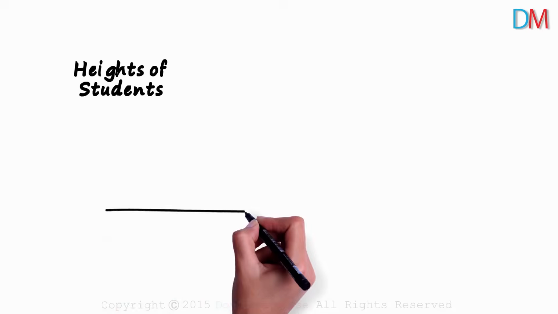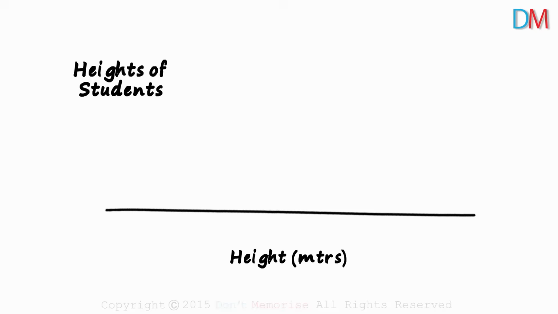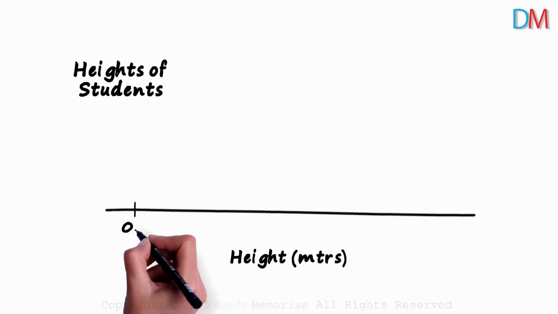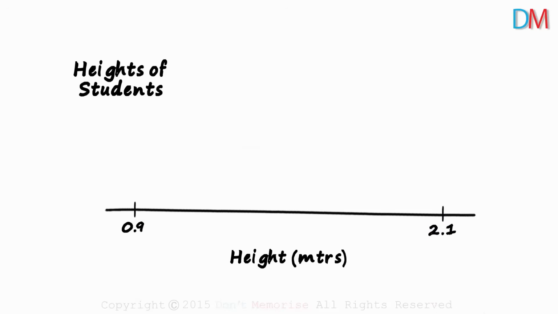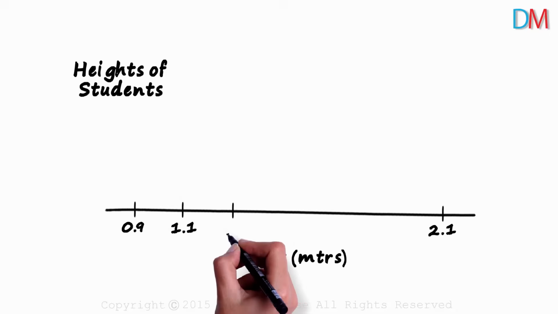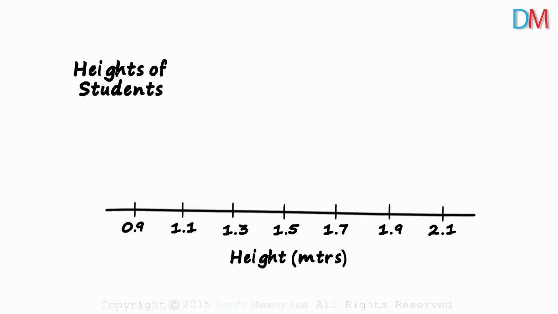We went to a school and noted the heights of a very large set of students. Let's make a line to denote their heights. The heights recorded were in meters, between 0.9 and 2.1 meters. Let's mark heights with intervals of 0.2 meters, like 1.1, 1.3, 1.5 and so on.